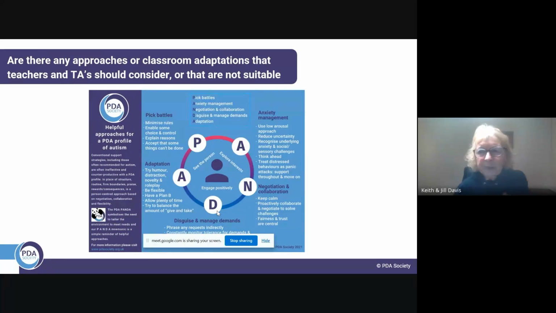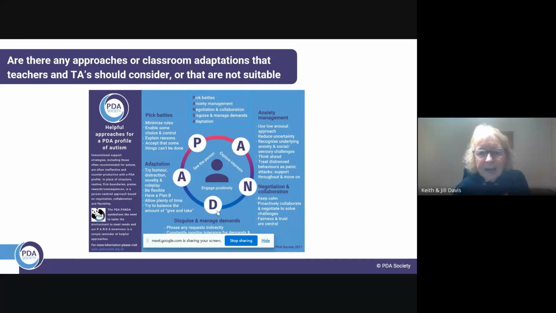So just touching briefly again on picking battles, this is about minimizing rules and prioritizing demands. Empowering learners to take charge of their own learning. You may not be able to provide choice of learning objective itself, because they may be set by somebody else, but you can offer a choice how that objective can be reached, because options are really, really important for PDA students.